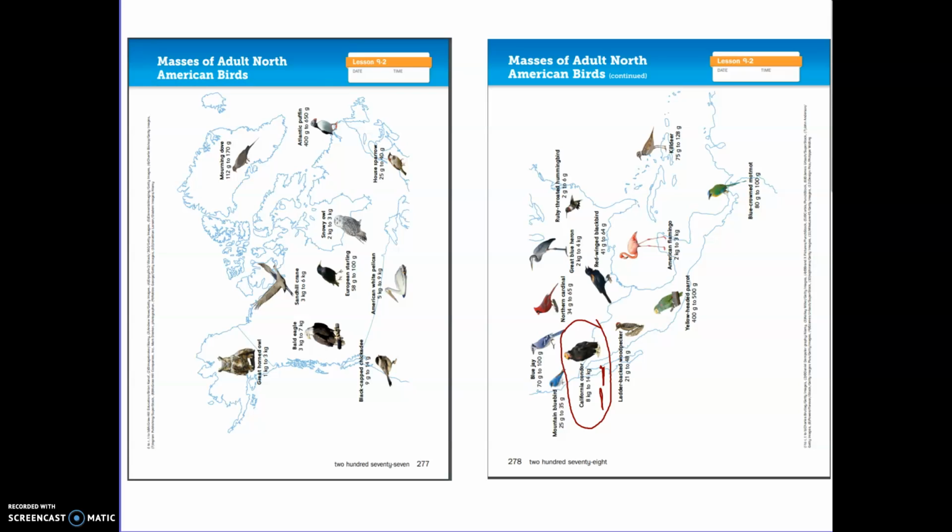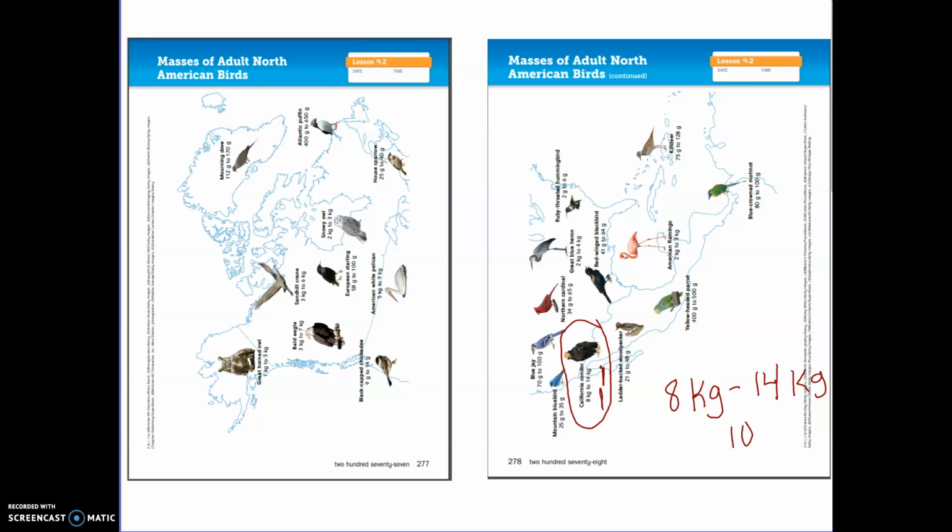So why is there a range of masses instead of a single number? So when I say a range, why is it 8 kilograms to 14 kilograms, and not just 14 kilograms or not just 8 kilograms? It's because not all California condors will have the same mass. Some will be larger than others. Could an adult California condor have a mass of 10 kilograms? Well, yes, it could, because 10 is between 8 and 14.